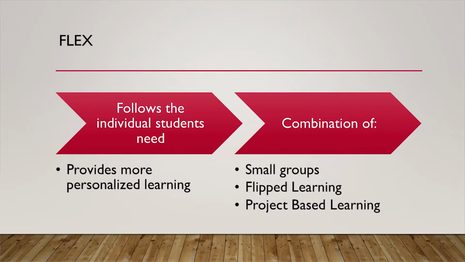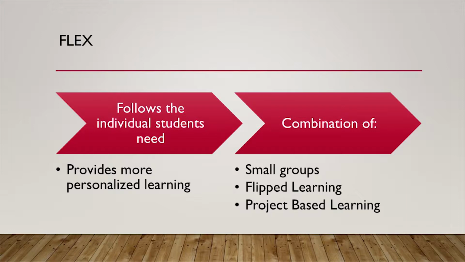Moving on to the flex model, which is our second model for blended learning, it really does follow the individual student's needs. So we're looking at a more personalized learning style for blended learning here. And this is achieved through a brick and mortar location as well as through flipped classroom. So it relies a lot on the rotation style, but this is more project-based learning. So students get more in-depth hands-on experience with a lot of things.